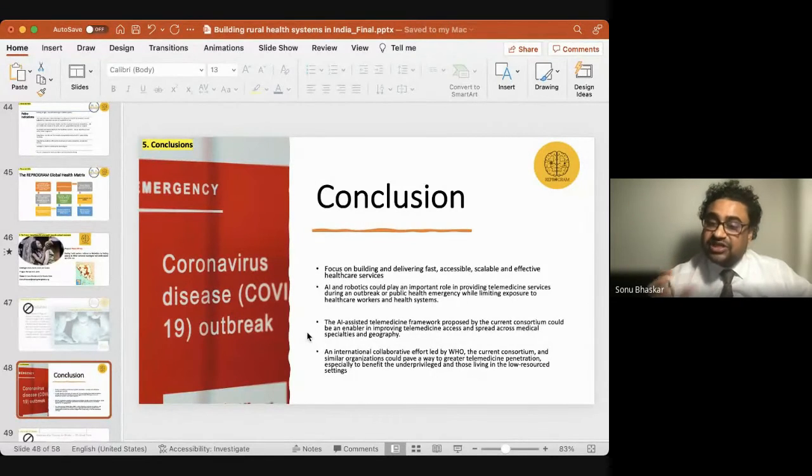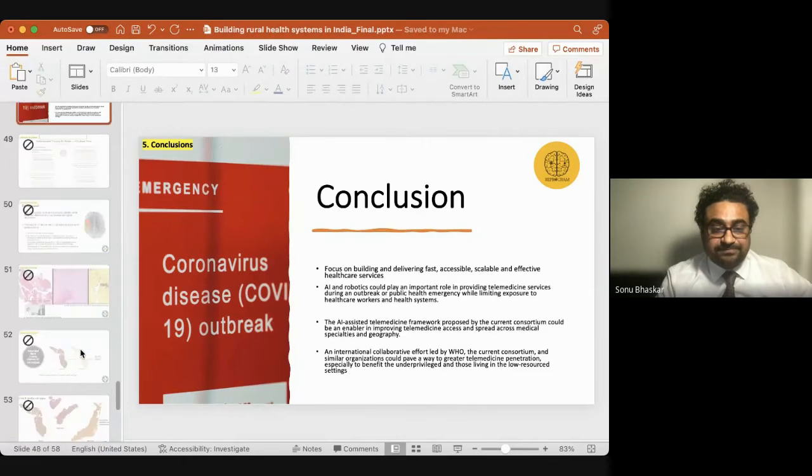And in that process, artificial intelligence-based frameworks can be a huge enabler for our access and penetration across these countries. And lastly, we need to integrate efforts between government and non-government organizations to see that this is properly monitored and these access points are regulated over time.